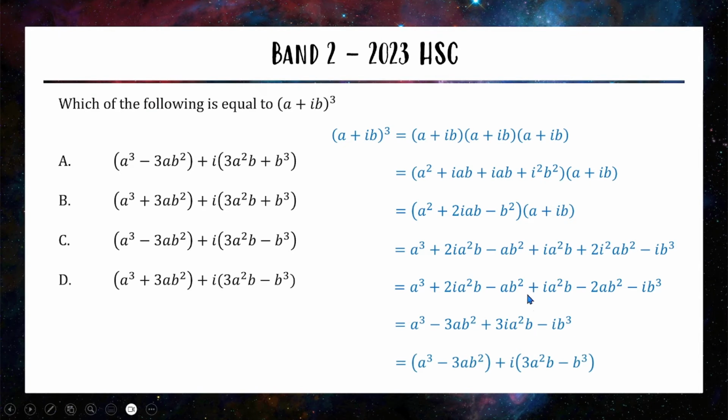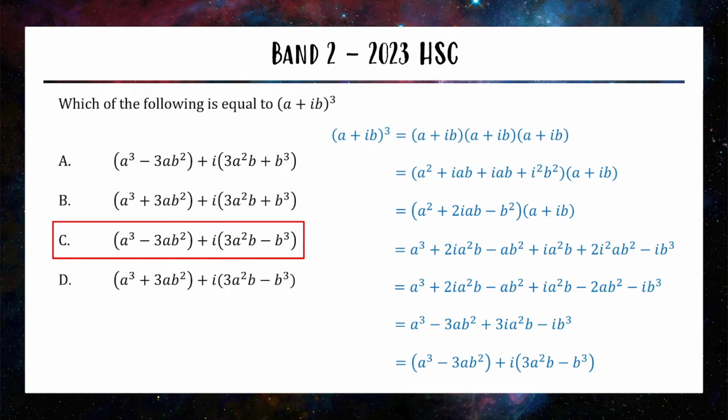Factoring the i out of the imaginary parts, we end up with a cubed minus 3ab squared plus i times (3a squared b minus b cubed), which is option C. So if you opted for option C as well, congratulations, you are off to a cracker of a start.